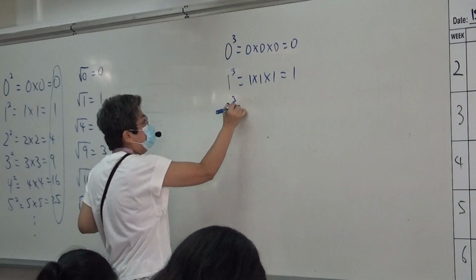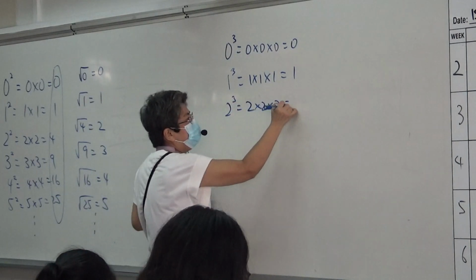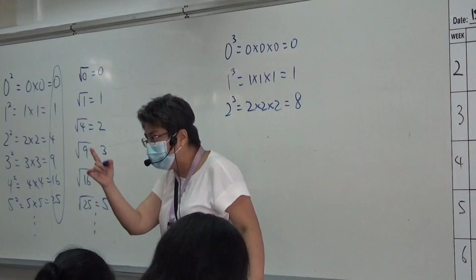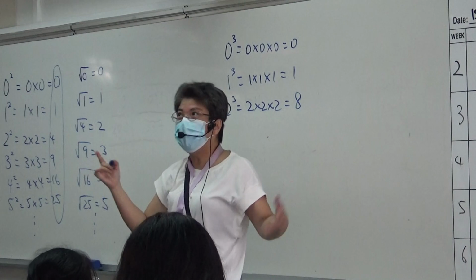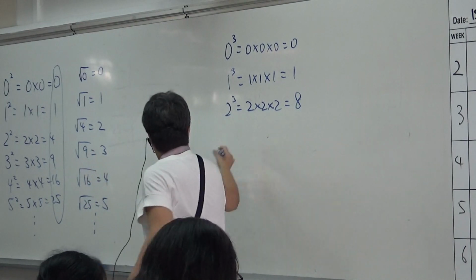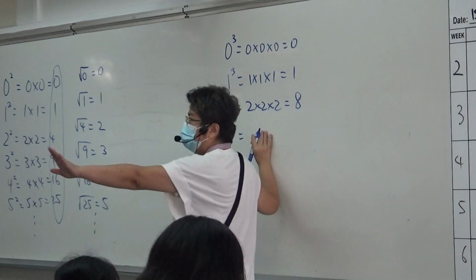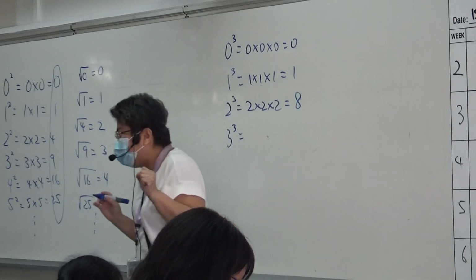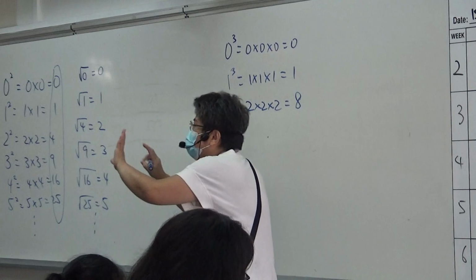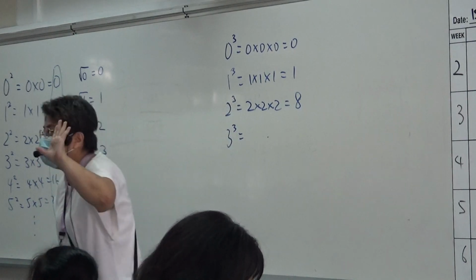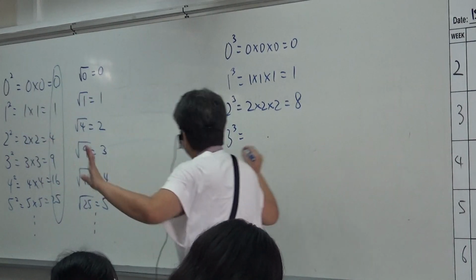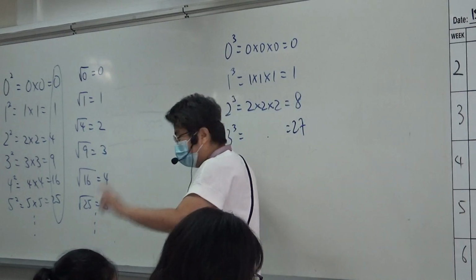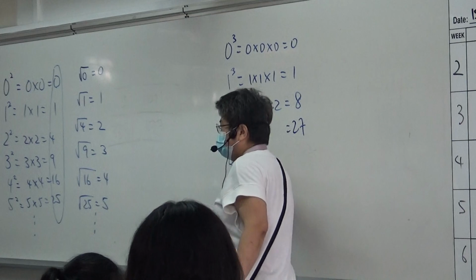What's the meaning of 2 cubed? Answer? 8. Don't tell me 6. Alright? 3 cubed. I don't know what's the answer. 9. They say, oh, it's 9. Many people tell me it's 9. What should be the answer? 27. Alright? What's 4 cubed?